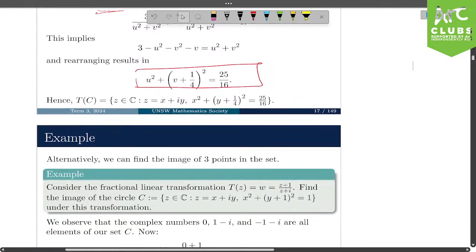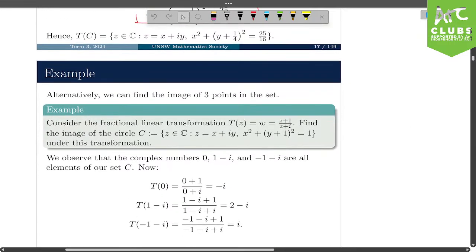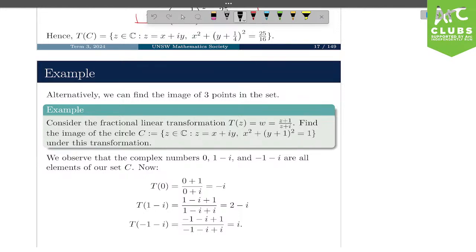As we can see here, we consider another fractional linear transformation, which is just z plus 1 on z plus i, and instead we're trying to find the image of this circle here, x squared plus (y plus 1) squared is equal to 1. So what does this set C look like? It's just a circle. It's centered at y is minus 1. It should look like this.